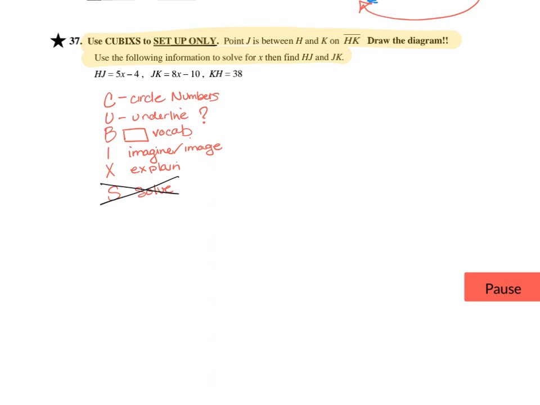So in the problem, circling the numbers would be these guys right here. Those are the things that we're going to use. Underlining the question would be solve for X, then find HJ and JK. Then we're going to box the vocabulary words. An important word here is that we have J between H and K. So when I draw my picture, between is where I'm going to put J, and H and K go on the ends.